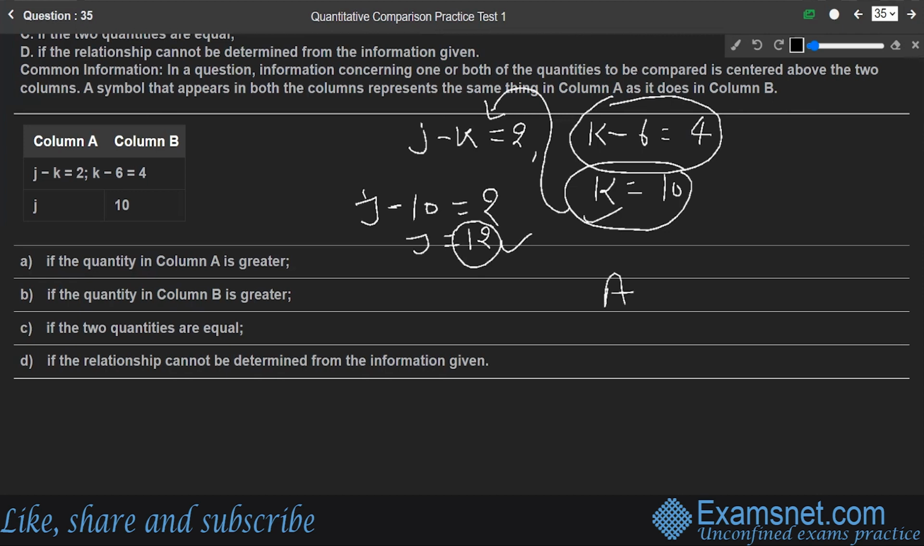So column A and column B, that's what we are supposed to see. In column A, there is a value of J. So value of J is nothing but 12. And in column B, there is a value of 10. So which is bigger, A or B? So obviously A is bigger. So the answer is option number A, that quantity of column A is greater.